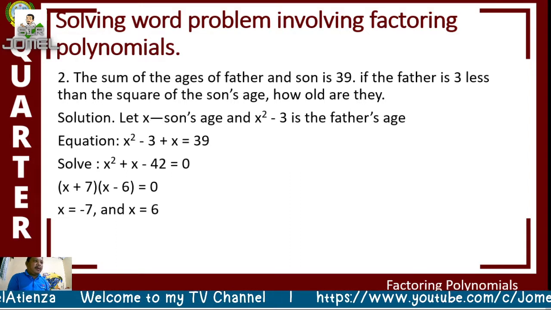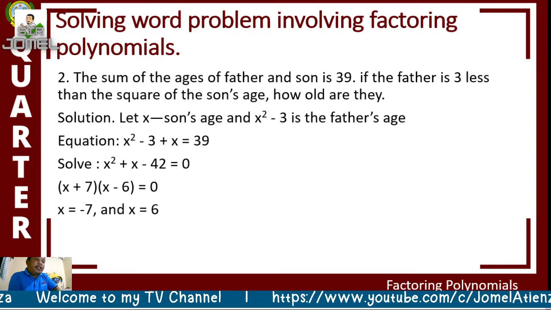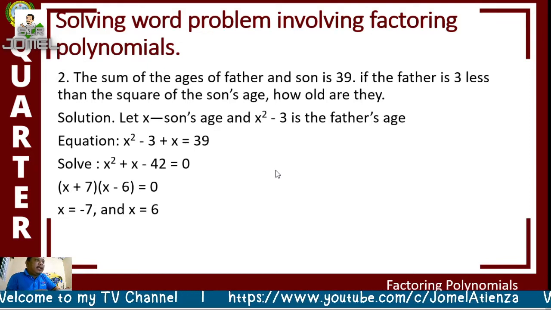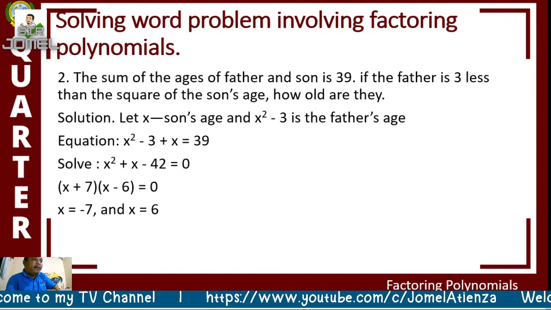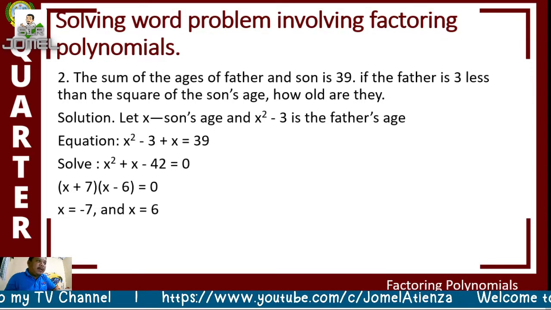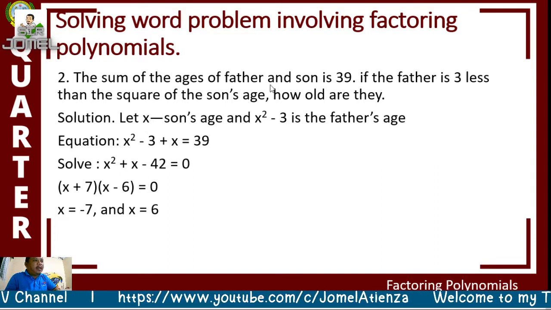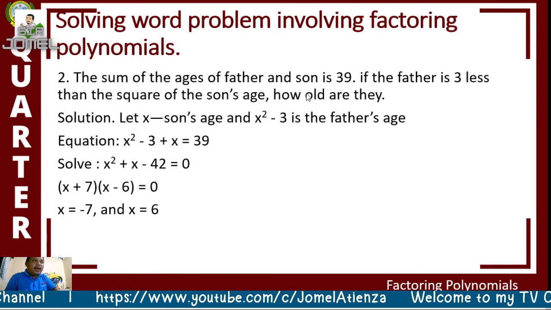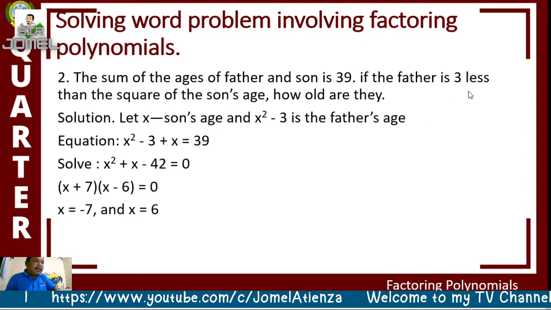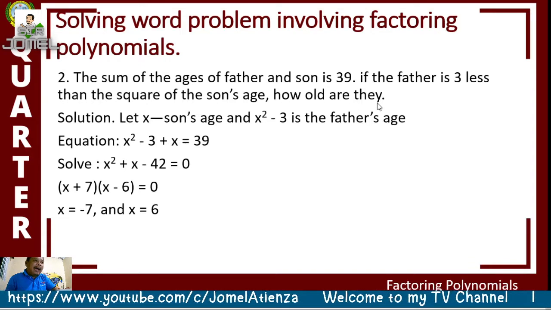The next problem is all about the age problem. So, this is an example of age problem. The sum of the ages of father and son is 39. Pag daw pinagsama natin yung ages ng father at saka yung kanyang anak, ama at anak ay 39 daw. If the father is 3 less than the square of son's age, how old are they?